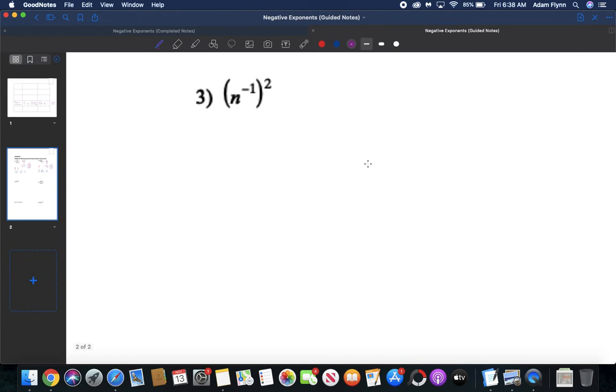Number 3, I've got n to the negative first power, all to the second power. So taking a look at this problem, I have parentheses, so immediately in my mind I know I have to use the power rule, the first flag that goes off for me. So I've got no big numbers, so I don't have to add exponents to anything. I've just got one item, if you will, inside the parentheses. So I can just multiply my powers together.